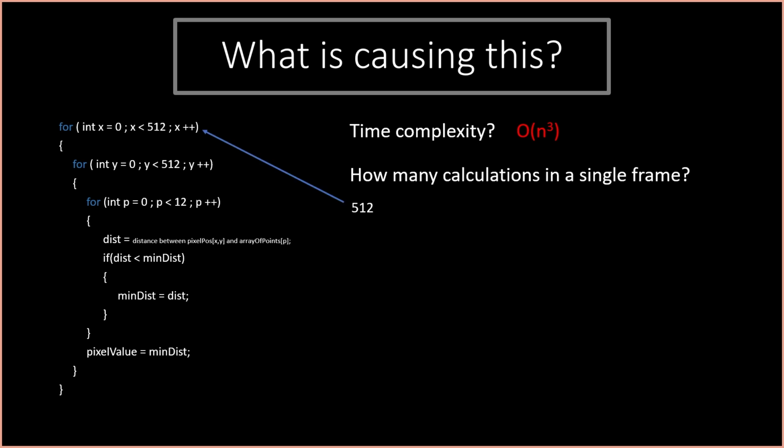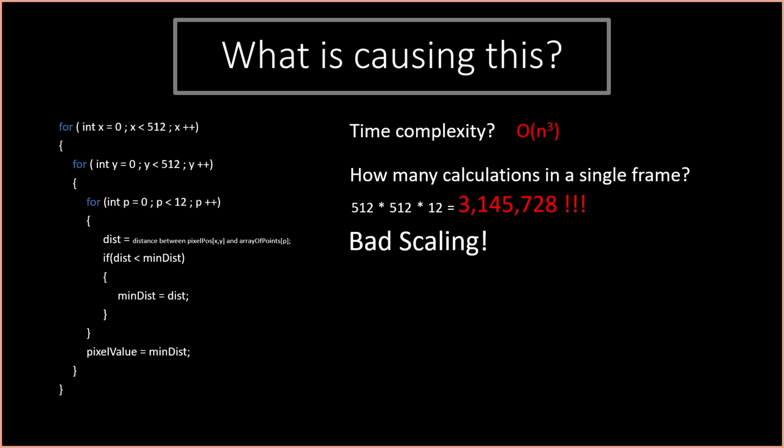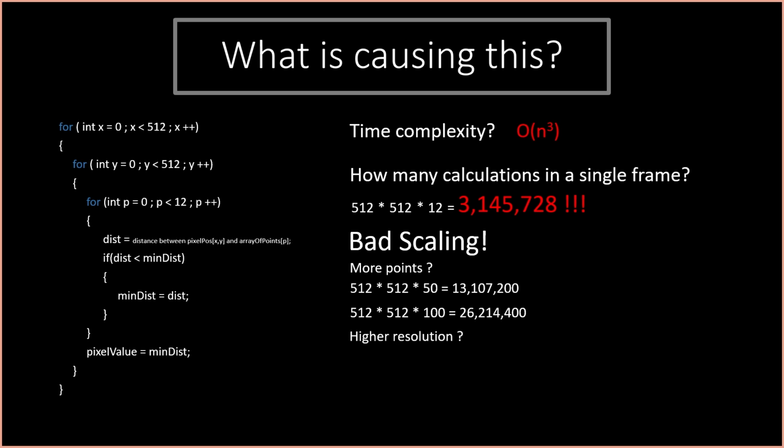We have 512 pixels on the x-axis, and for each of the pixels on the x-axis, we have 512 pixels on the y-axis. Next, we have 12 random points which we generated, so that's 512 multiplied by 512 multiplied by 12, which brings us to 3 million distance calculations in a single frame. What's worse is this scales exponentially. 50 points will give you 13 million calculations. 100 points will give you 26 million calculations. Or you may want your texture to be in a higher resolution.